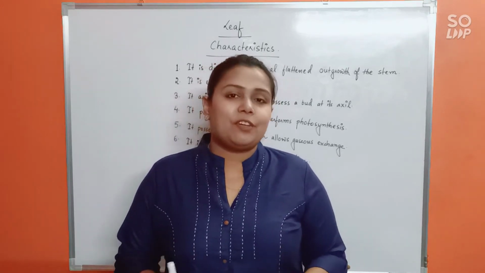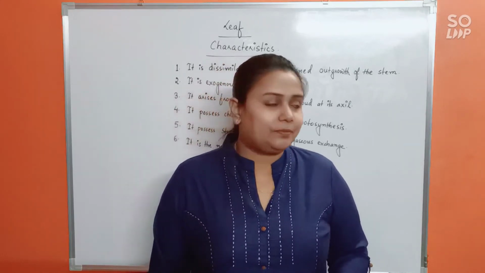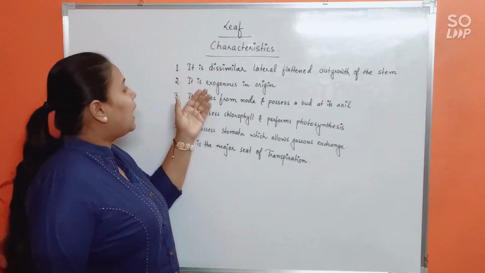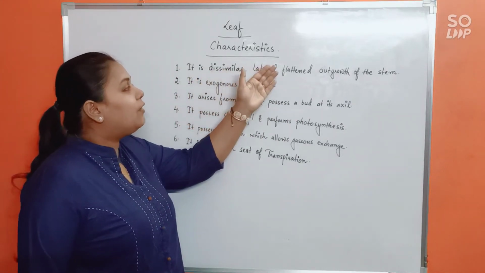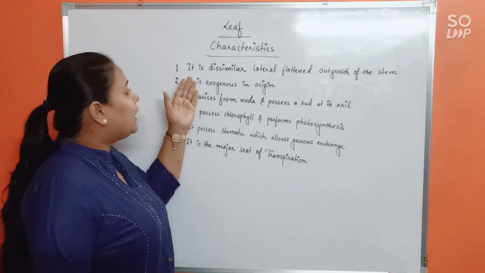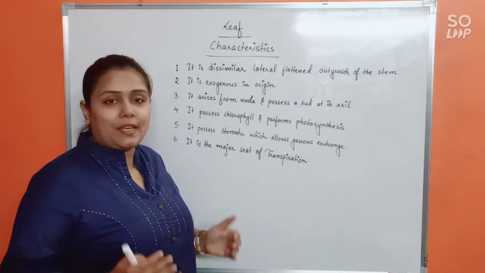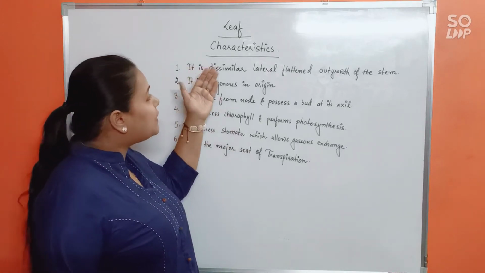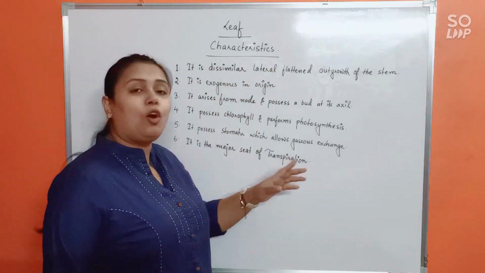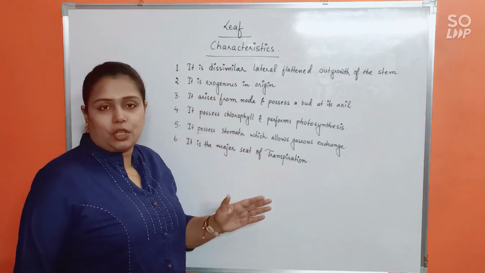Alright, so let us first discuss a few important characteristics of the leaf. First, leaves are dissimilar lateral flattened outgrowths of the stem. Alright, they are dissimilar, that is, they are not always alike, right? So they are dissimilar lateral flattened outgrowths of the stem. It is exogenous in origin, alright?